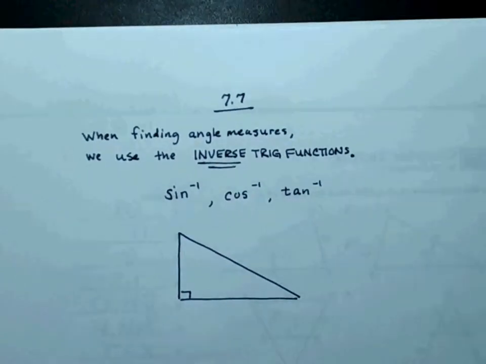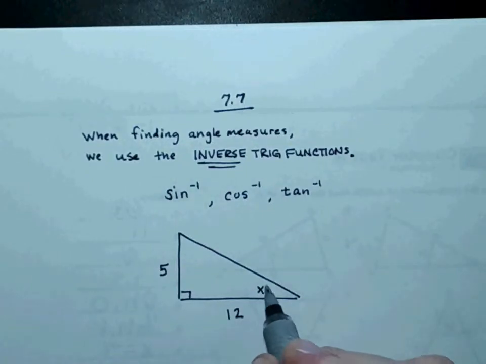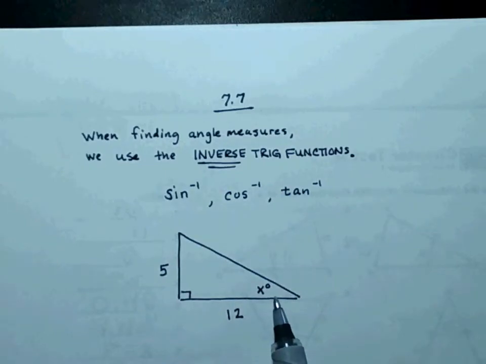Alright? So, let's say we've got this right triangle. This side is 5. That side's 12. And we want to find the measure of that angle. We want to find the measure of angle x. What does x equal?